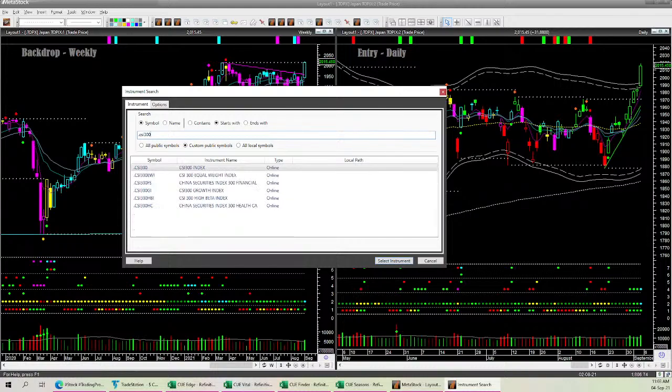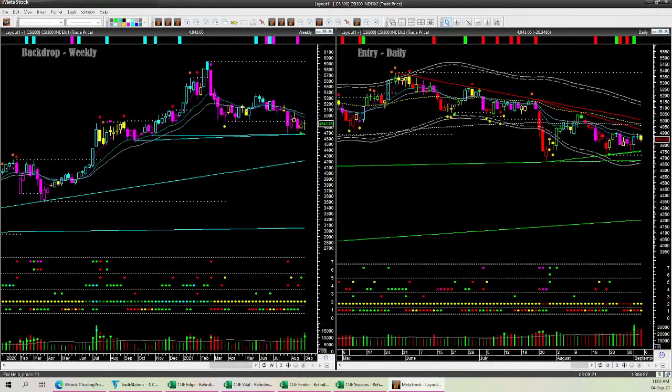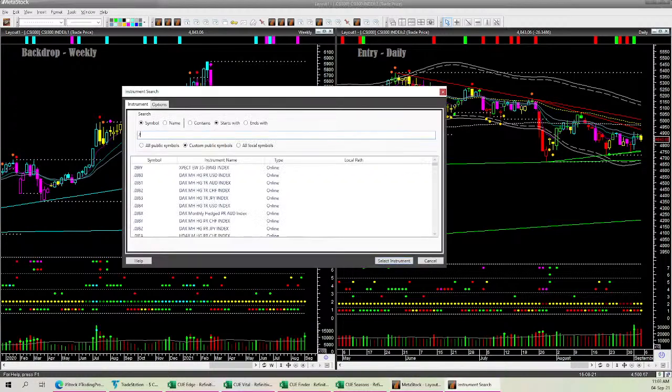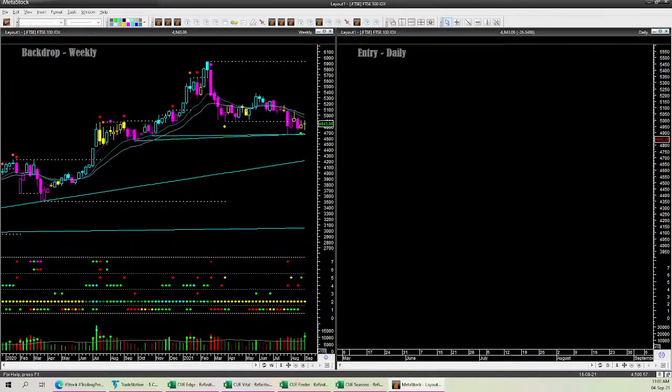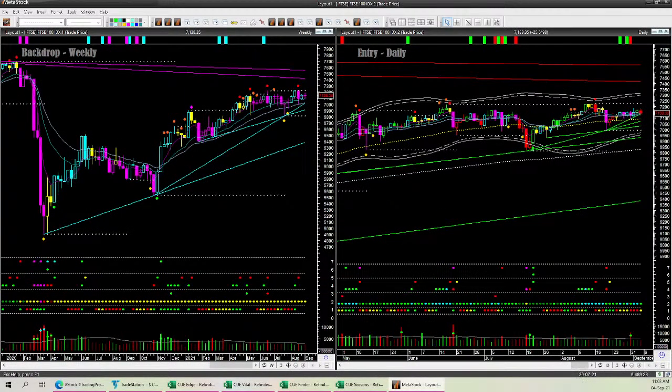China's CSI 300 index. As of Wednesday's webinar, it was inside the range, and that is continuing. It has no clear direction. We will avoid taking directional trades in China market right now. FTSE index, UK market. In Wednesday's webinar, it was moving sideways, and that is continuing. No change from Wednesday's webinar.